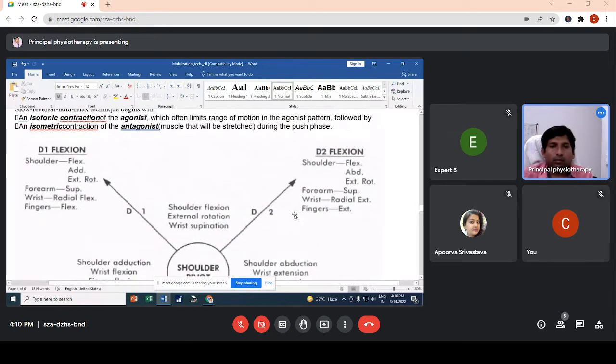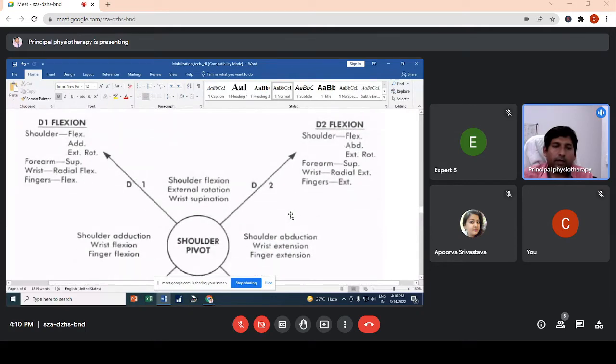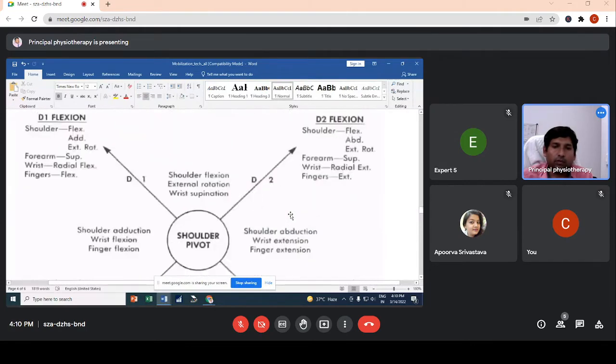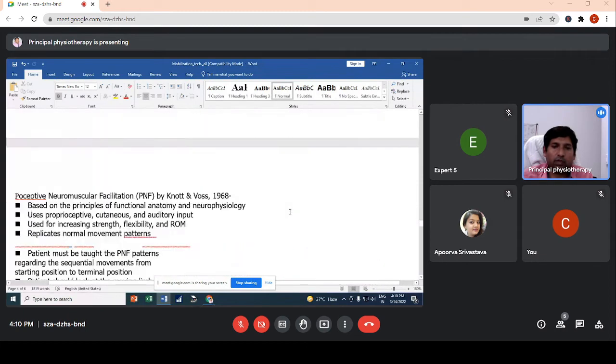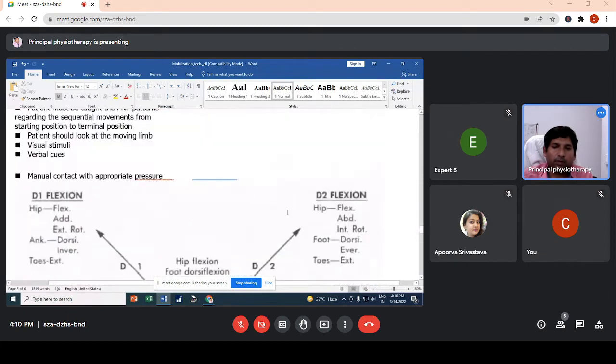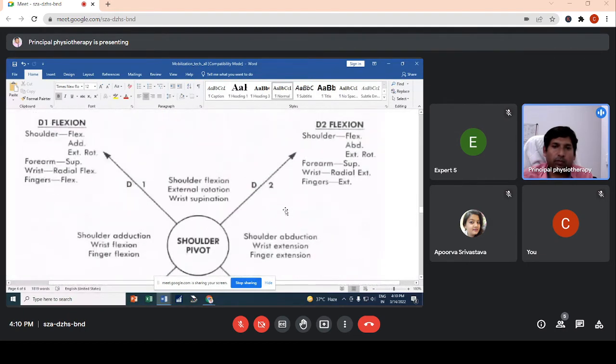And these are the movement patterns D1, D2, movement patterns of the shoulder and the hip. Shoulder में क्या है, D1 movement pattern, shoulder flexion, adduction, and external rotation. Tell the patient to do like this. D2 में क्या होगा, shoulder flexion, abduction, and external rotation.